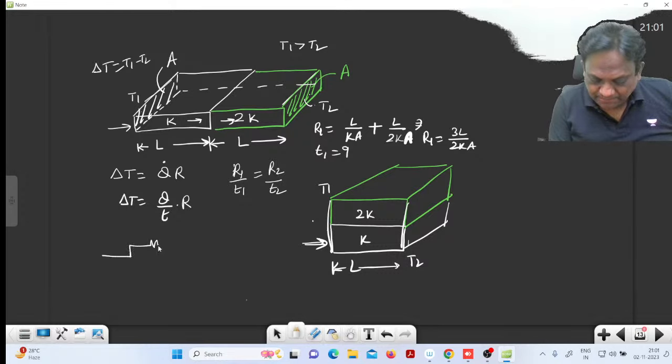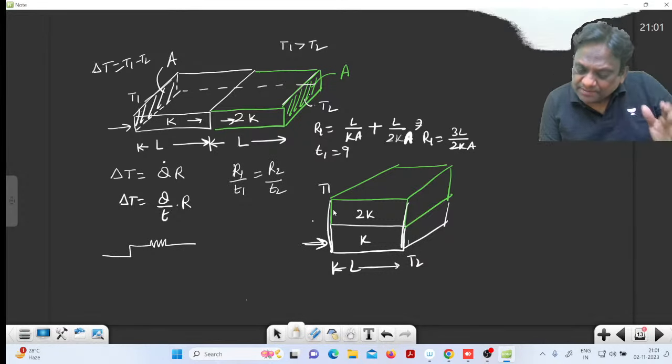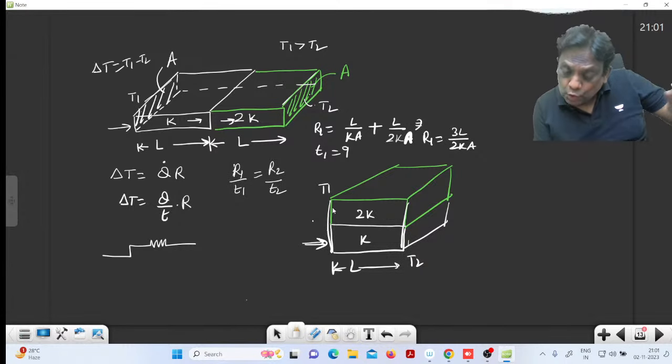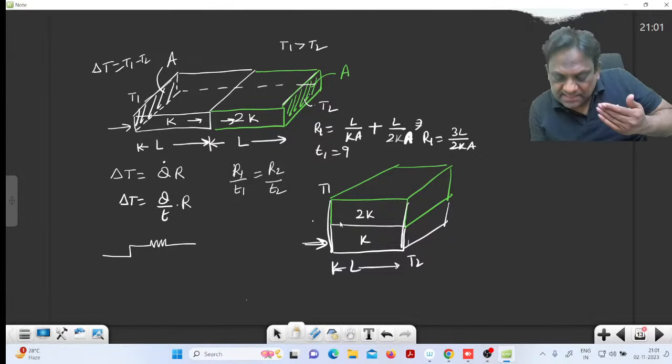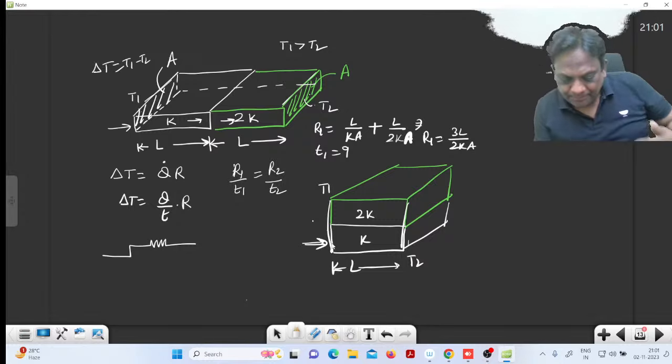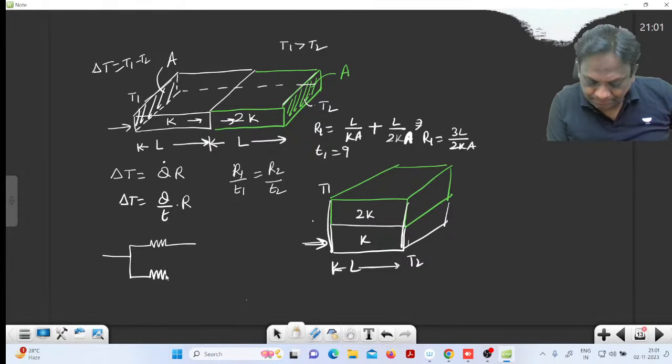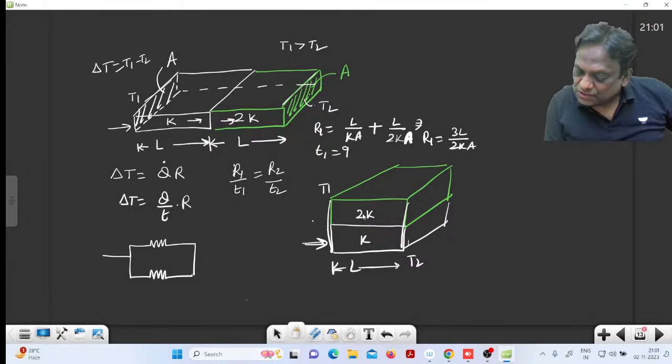Whenever it is in parallel, look, at the same time heat transfer is happening from the top and also from the bottom. At the same time, heat is transferred from top and bottom. So therefore, it is in parallel. So what is the resistance of this L?